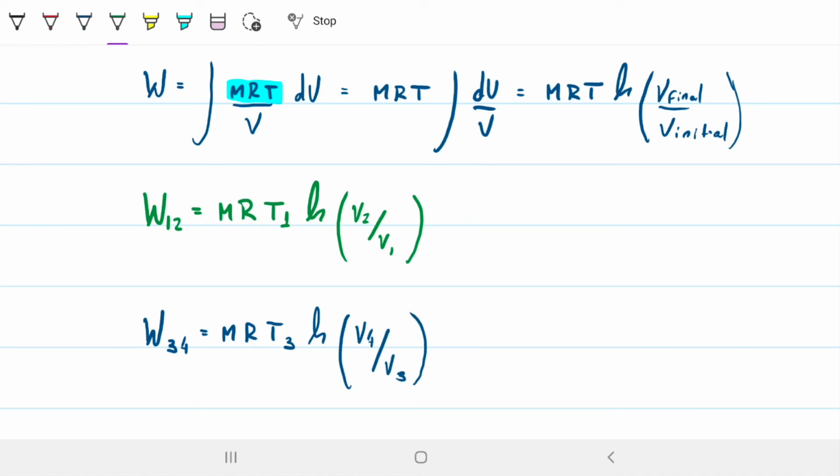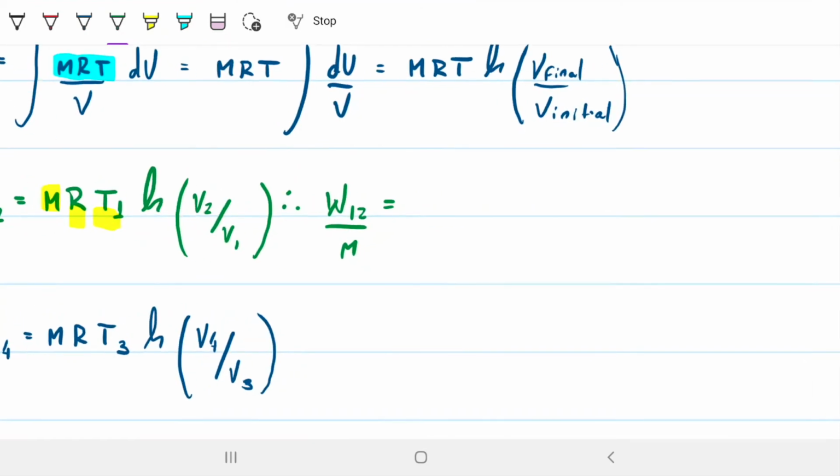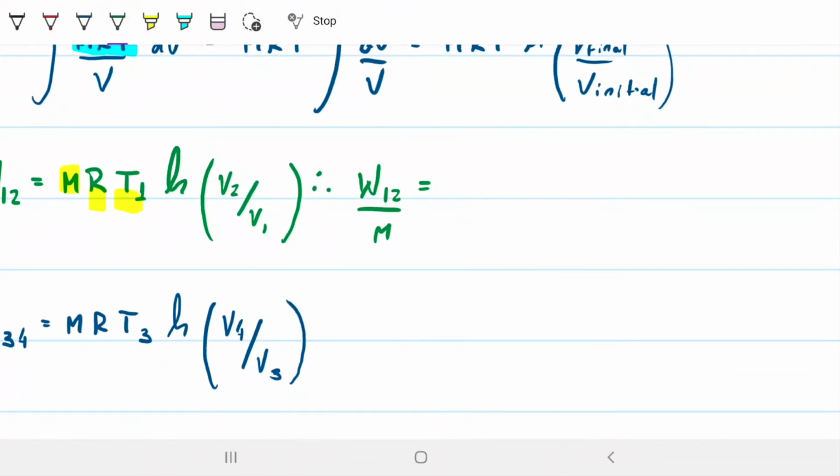All right, note that out of this first equation we don't have the mass. And that's all right, because that's exactly what we're looking for in part A. But we do know the temperature, it's 500. And we don't know the volumes, but we know the relationship between the volumes, because we know one is double the other. So if I take my work from 1 to 2 and divide both sides by the mass, I'm going to get a specific work, right? How much energy per unit mass this process is requiring or outputting.